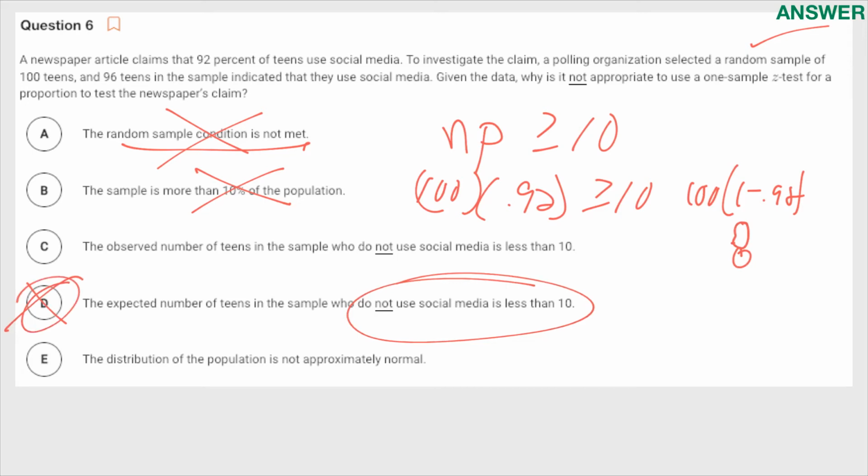Also, E is not correct because the population doesn't have to be approximately normal. As long as your sampling distribution is approximately normal using the np tests, you don't have to have a normal population. That one's not correct.